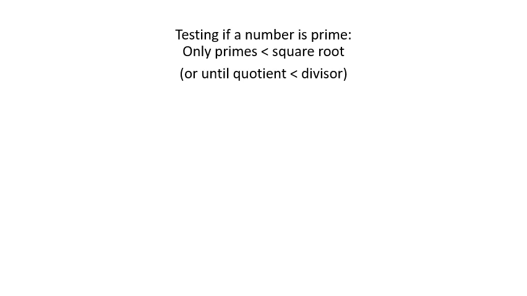If I'm testing a number, I only need to check the primes. If a prime doesn't work, then none of its multiples will work. So if 2 doesn't work, I don't need to check 4. I don't need to check 8. I don't need to check 10. None of them are going to work either. If 3 doesn't work, 6 won't and 9 won't.